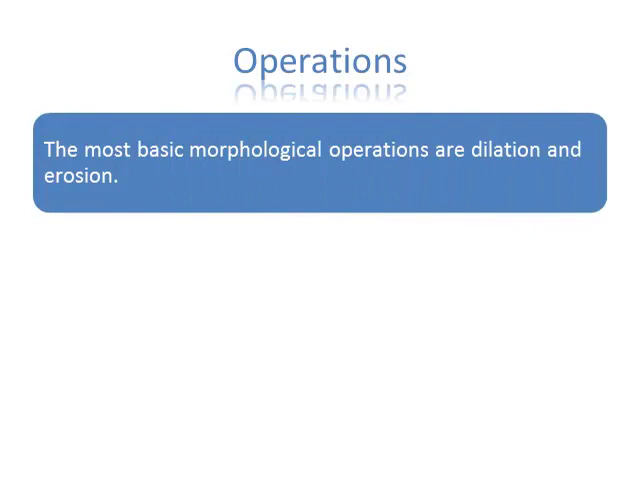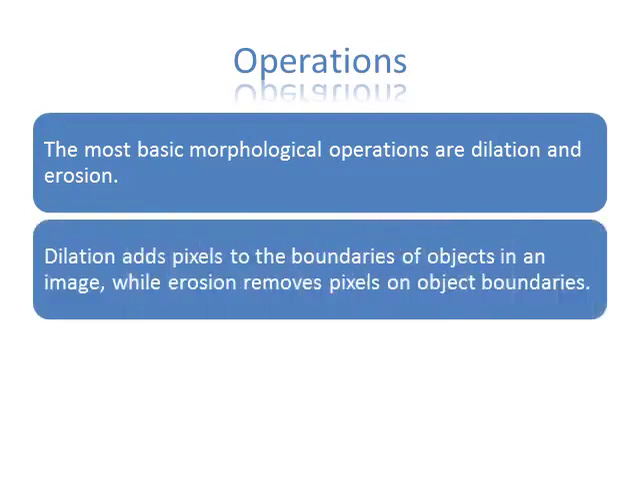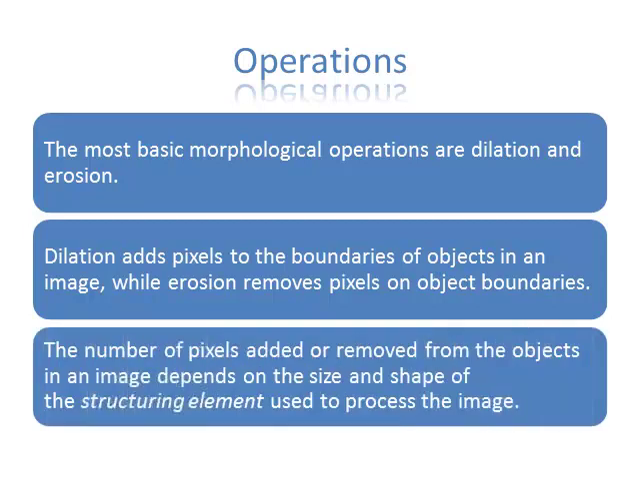The most basic morphological operations are dilation and erosion. Dilation adds pixels to the boundaries of objects in an image, while erosion removes pixels on object boundaries. The number of pixels added or removed from the objects in an image depends on the size and shape of the structuring element used to process the image.